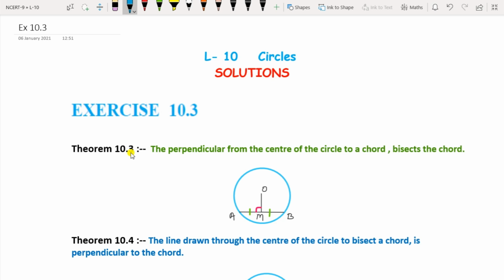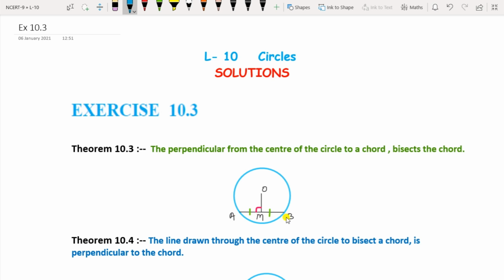In the last video we have seen theorem 10.1 and 10.2. Here we are going to see theorem 10.3, that is, the perpendicular from the center of the circle to a chord bisects the chord. Now you know what is meant by chord, that I have explained in the earlier video. So this is a chord, that is a line segment that is joining any 2 points on the circle.